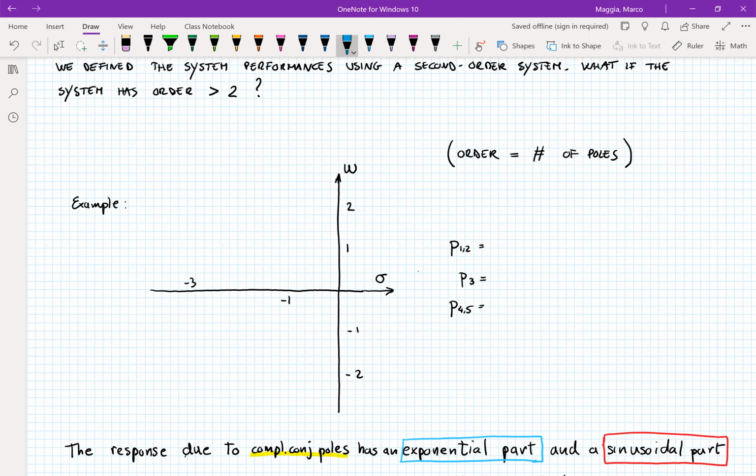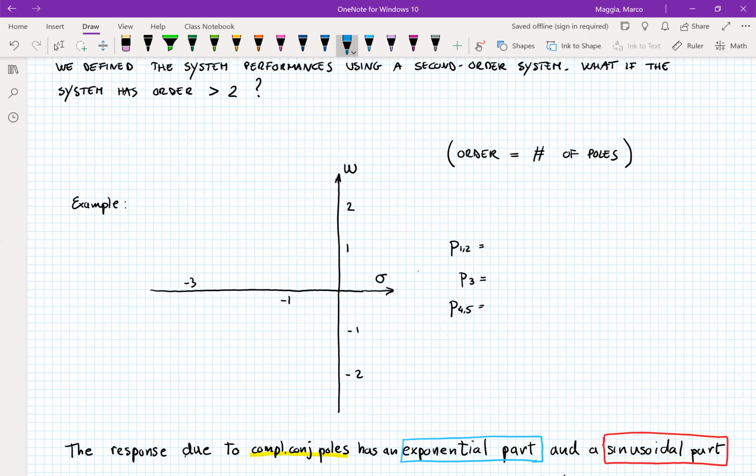Because in the end, we have to use what we've defined. Otherwise, that was all work for nothing. We defined all the performance indices referring to a second order system. So somehow we have to use those and try to approximate higher order systems to second order systems. Sometimes it can be done, sometimes it cannot be done. So let's see when it can and when it cannot be done.